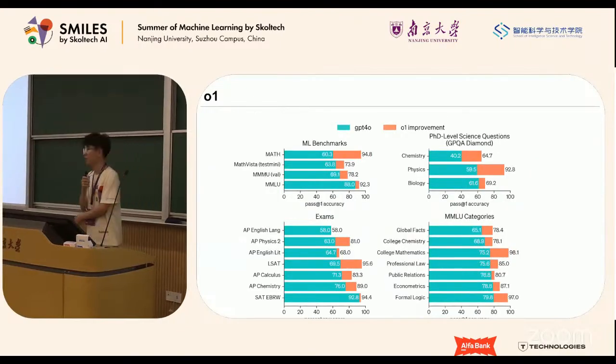This detailed breakdown shows O1 performance across more academic exams and categories. It achieves substantial gains on math and physics benchmarks, like MathVista, MMLU, and PhD-level science questions such as chemistry, physics, and biology. It shows consistent performance improvements over the classical GPT-4o model. We can also see clear improvements on MMLU categories, including global facts, college chemistry, formal logic, and professional law.